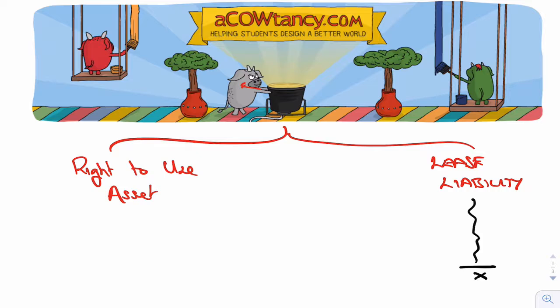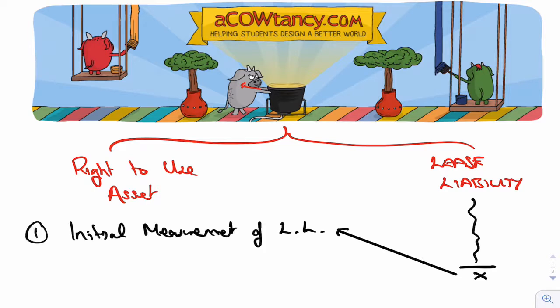How much do you put that in? And if you remember how much you put it in, first of all, you take the lease liability that we've just worked out, and that is your first measurement of your right to use asset. So you do the lease liability first, work out all those things, whatever that comes to, that's the start of your right to use asset measurement.